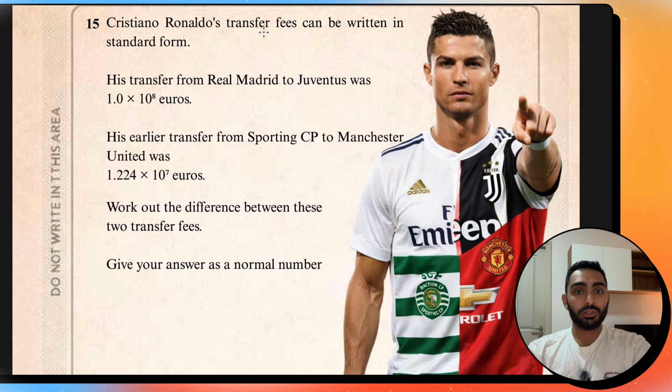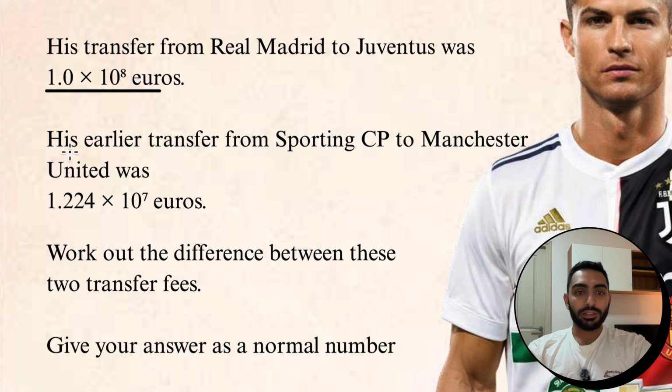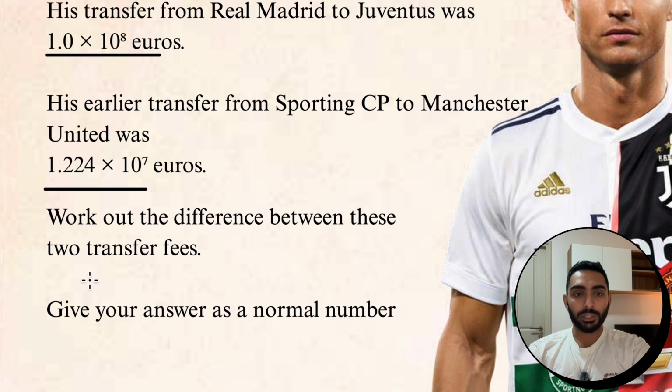Question 15. Ronaldo's transfer fees can be written in standard form. His transfer from Real Madrid to Juve was 1 times 10 to the 8. His earlier transfer from Sporting CP to United was 1.224 times 10 to the 7. Work out the difference between these two transfer fees. Give your answer as a normal number.